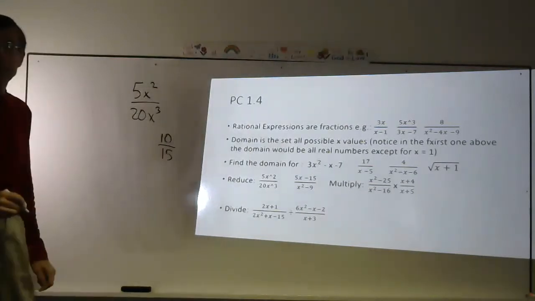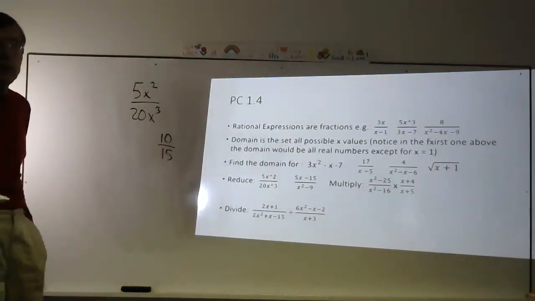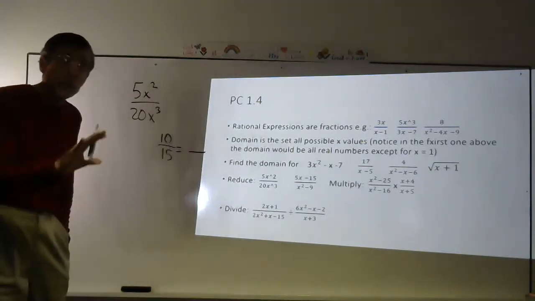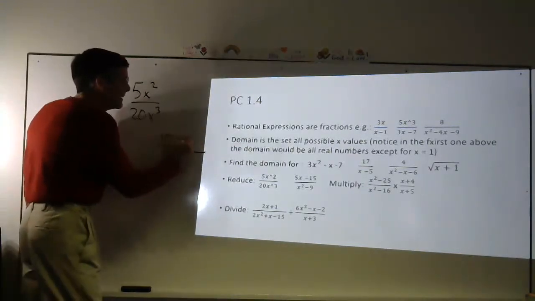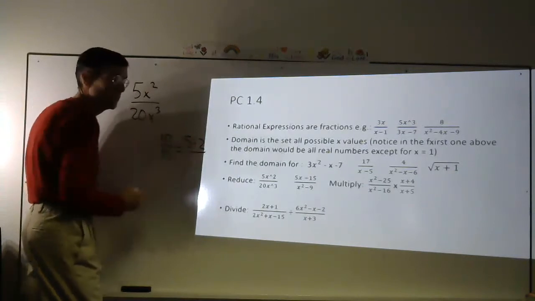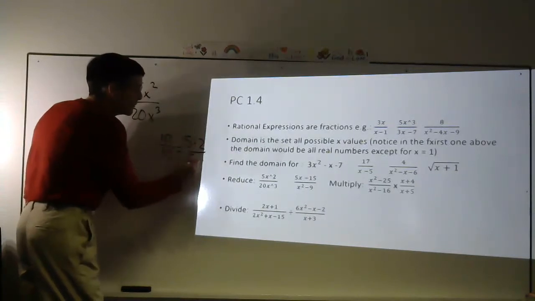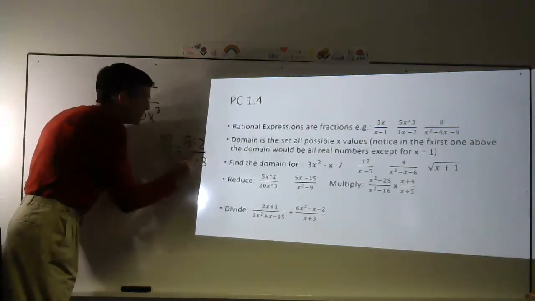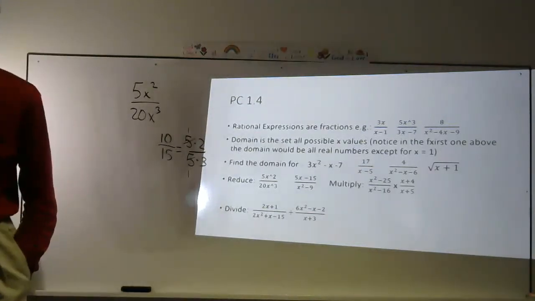10/15. When you reduce fractions, we all know how to reduce this. I just want to show you what's going on behind the scenes. 10 is 5 times 2. 15 is 5 times 3. You can now kill the 5s, right?